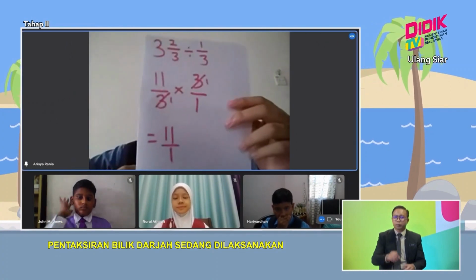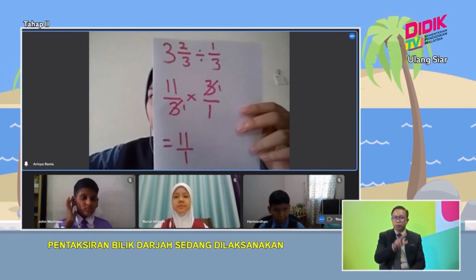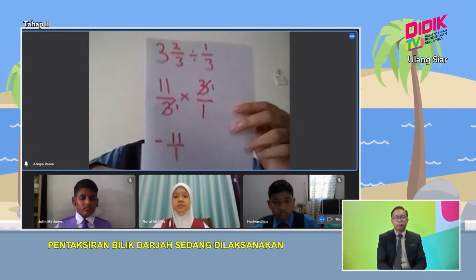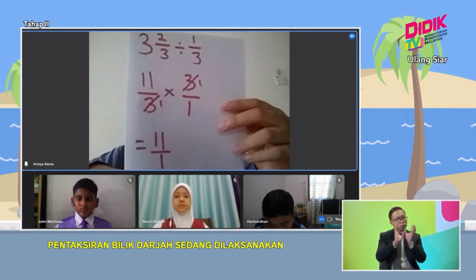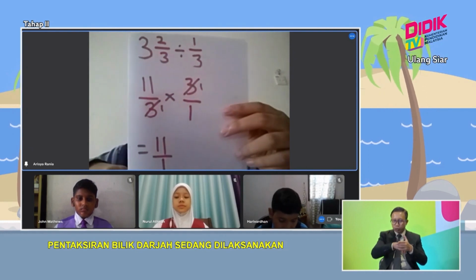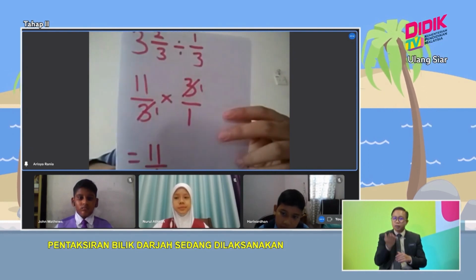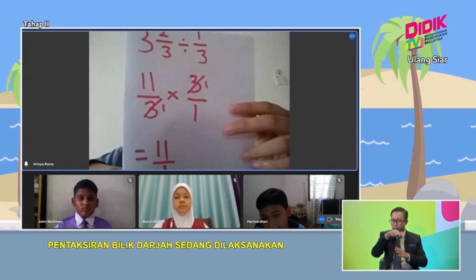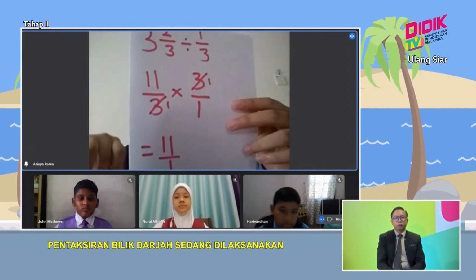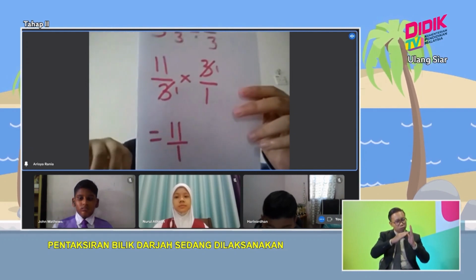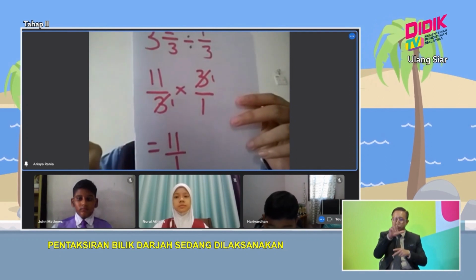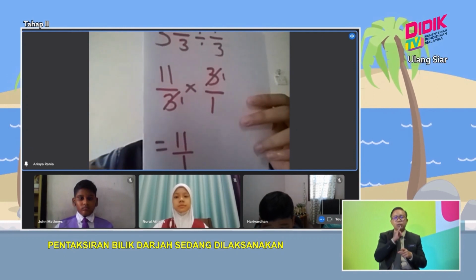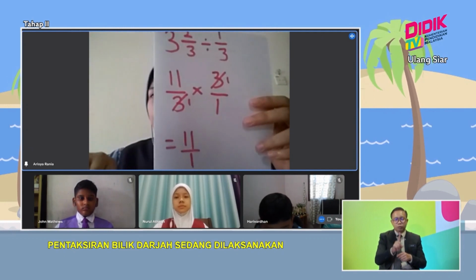So this question is 3 2/3 divided by 1/3. First, we need to change the mixed number to an improper fraction. Then, we need to flip 1/3 into 3/1. We can simplify 3 over 3 equals 1, 3 over 3 equals 1. So the answer is 11 over 1, equal to 11.